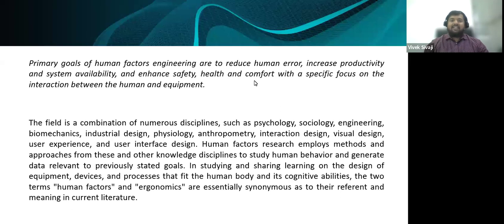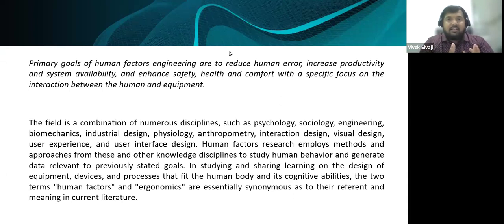Now, yes, it is an interdisciplinary field. Numerous disciplines come together. You have your psychology, sociology, engineering, biomechanics, industrial design, physiology, anthropometry, interaction design, visual design, user experiences, user interface design. All of these are coming together.